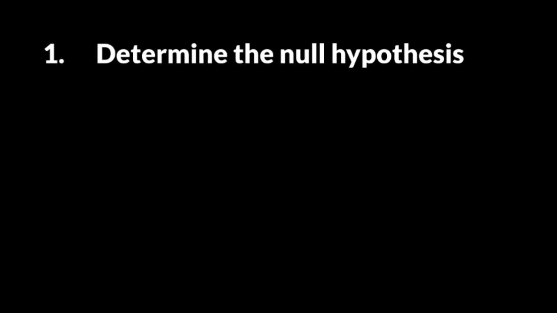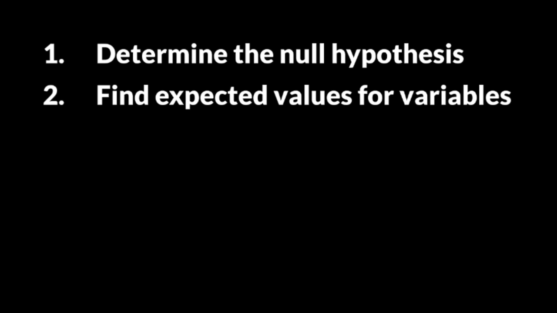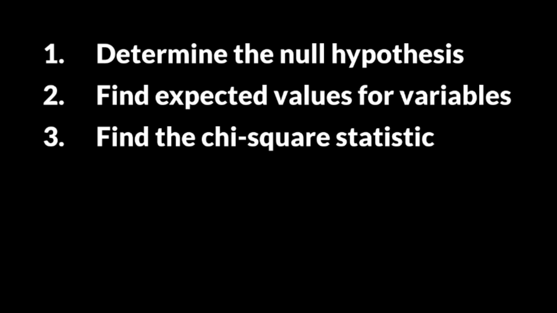So the 6 major steps of the chi-square process. First thing you need to do is determine the null hypothesis. There is no correlation between the two variables you're trying to compare. Second, you need to find the expected values for your variables if you assume that the null hypothesis is true. So what would you expect the different values in your categories to be if the null hypothesis was true? Third, you need to find the chi-square statistic. You can do that by using that formula that we showed, actual minus expected squared all over expected, and then you add up all the values for the different categories.